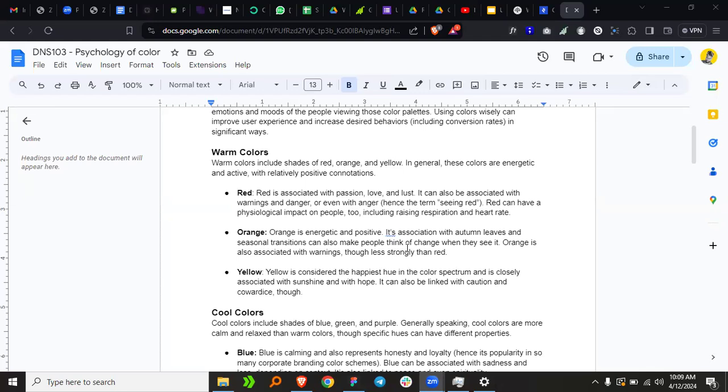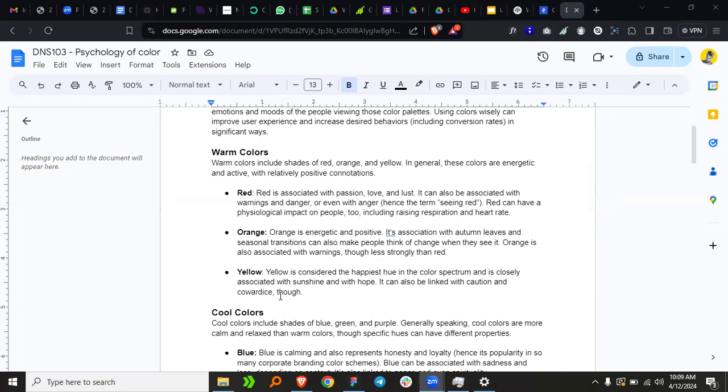So yes, you can also use orange as a warning. Take your phone, for example. If your battery is going down, by the time you see orange color on the battery, then definitely the level of your battery is going very low. So orange is associated with warnings, though less strongly than red.